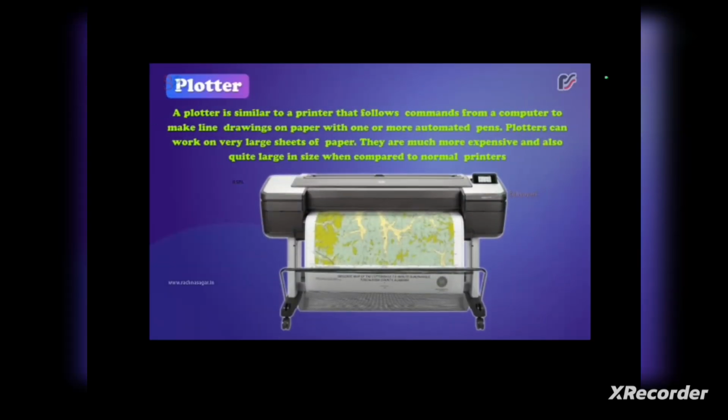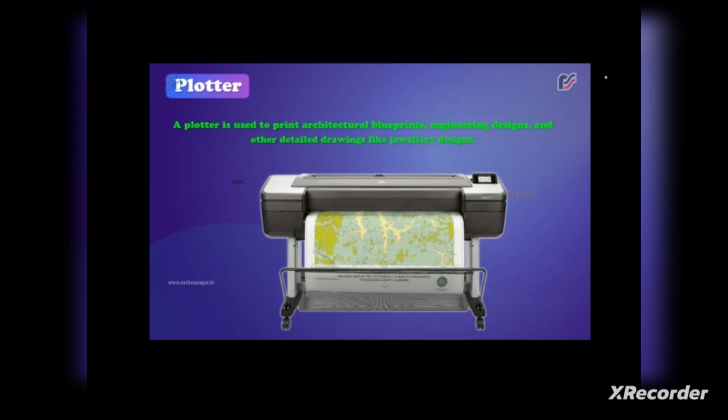Plotter. A plotter is similar to a printer that follows commands from a computer to make line drawings on paper with one or more automated pens. Plotters can work on very large sheets of paper. They are much more expensive and also quite large in size when compared to normal printers. A plotter is used to print architectural blueprints, engineering designs, and other detailed drawings like jewelry designs.